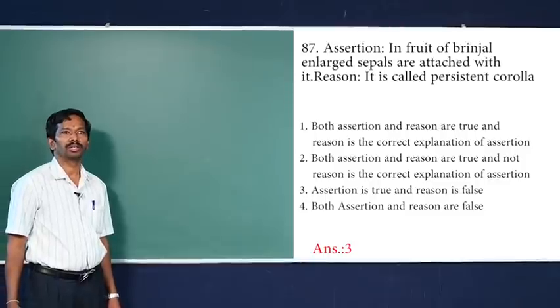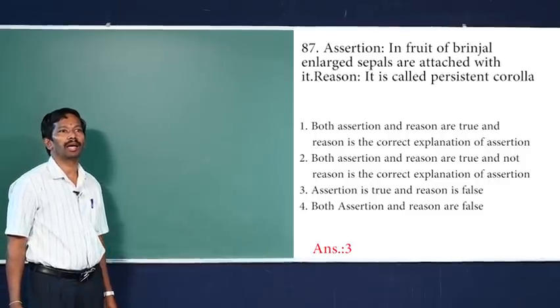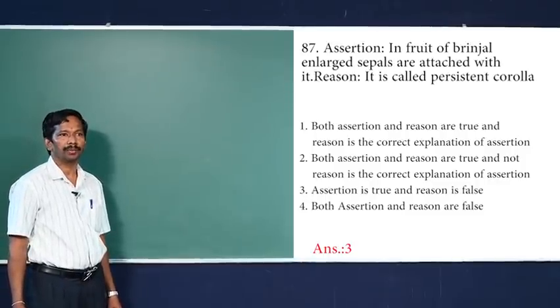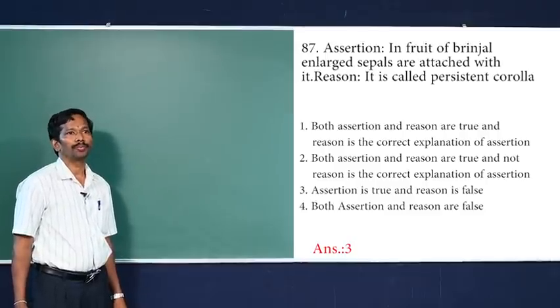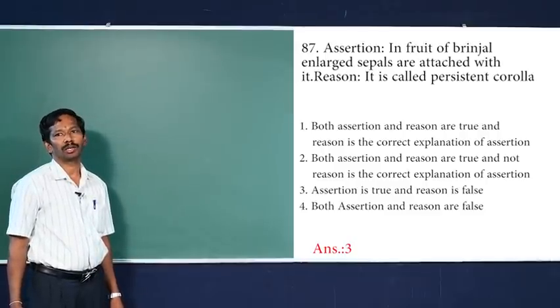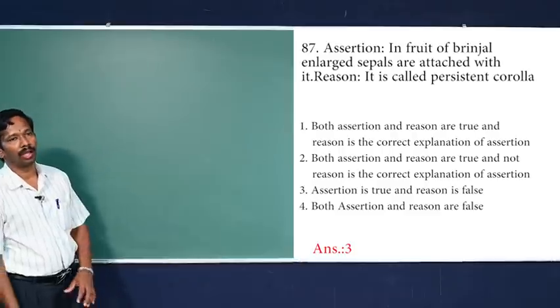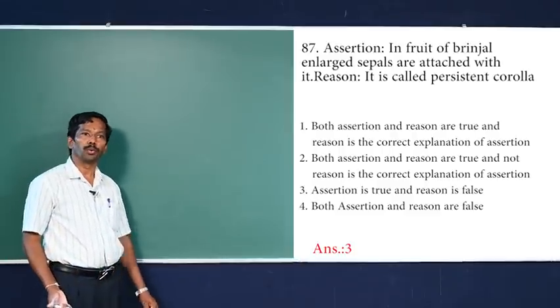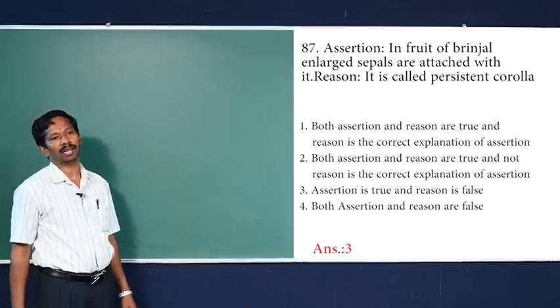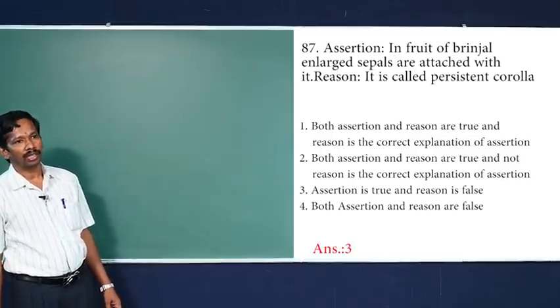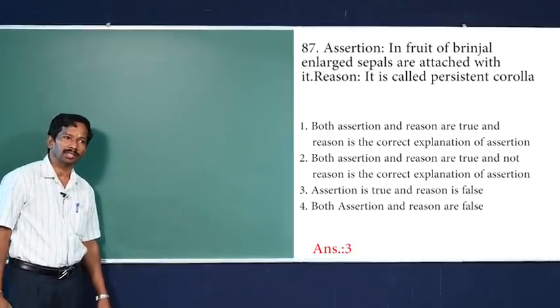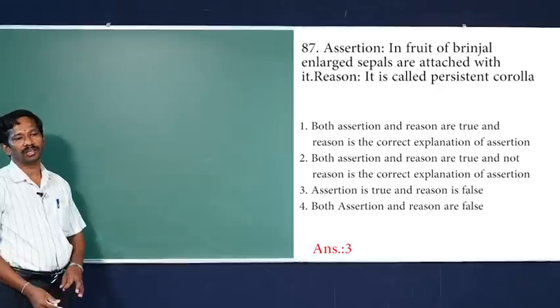One more assertion reason question. In the fruit of brinjal, enlarged sepals are attached to it. Yes, it is true. And it is called persistent corolla. It is wrong, because when sepals are attached to the fruit, it is called persistent calyx, a characteristic feature of Solanaceae. So the answer is 3, that is assertion is true and reason is false.